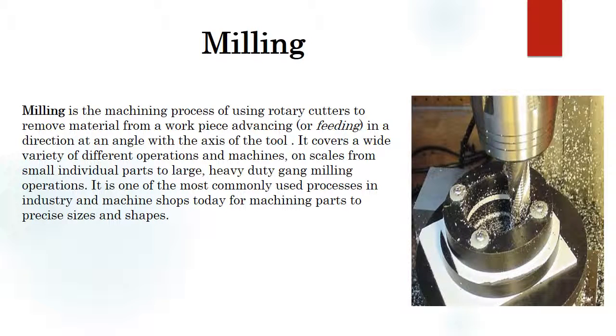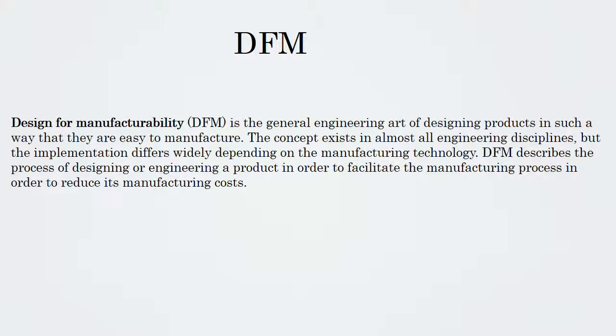What is milling? Milling is the machining process of using rotary cutters to remove material from a workpiece, advancing or feeding in a direction at an angle with the axis of the tool. It covers a wide variety of different operations and machines on scales from small individual parts to large, heavy-duty gang milling operations. It is one of the most commonly used processes in industry and machine shops today for manufacturing parts to precise sizes and shapes.